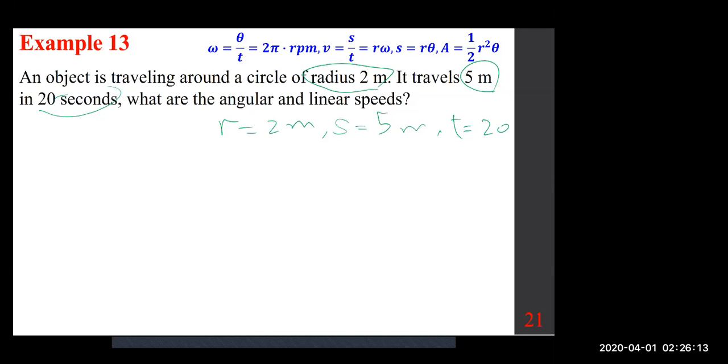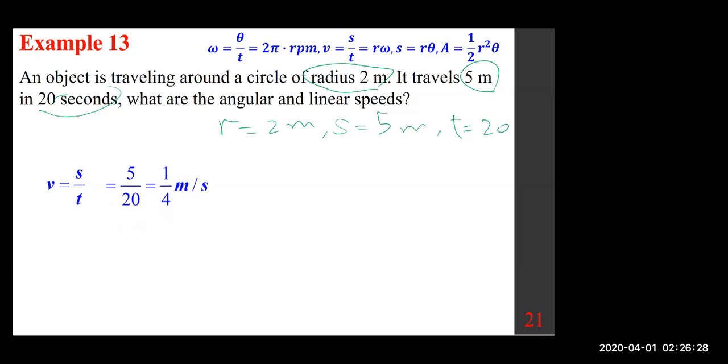So now V equals S over T, total distance covered, divided by total time, and it gives us 1/4 units of the numerator over the units of the denominator. So 1/4 meters per second.